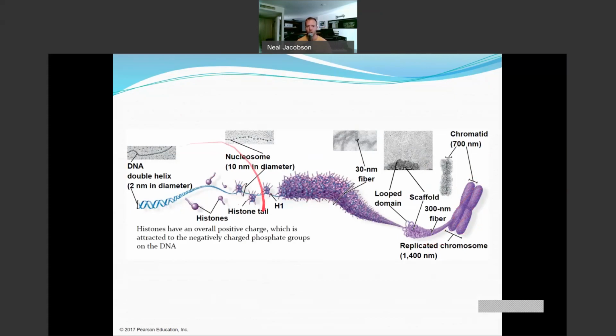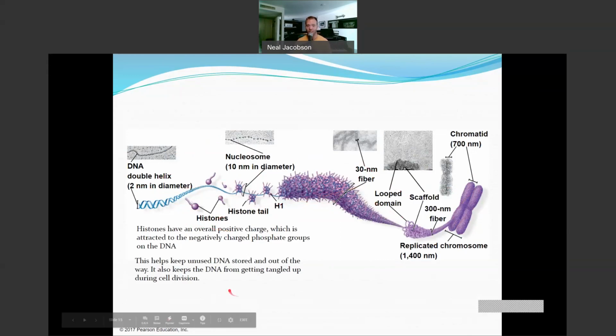So histones have an overall positive charge, which is great, because the negatively charged DNA is attracted to it. So if the cell isn't using the DNA, like if it's not actively copying it into RNA, or if it's not replicating it, this allows it to pack it up and store it out of the way so it doesn't get in the way of other chromosomes that are actually being used by that cell. It also helps to keep the DNA tightly packed together during cell division. So if you're going through mitosis and you need to pull all of this information apart, if you need to separate these 2 sister chromatids, it's best if they're tightly packed up to do the move.